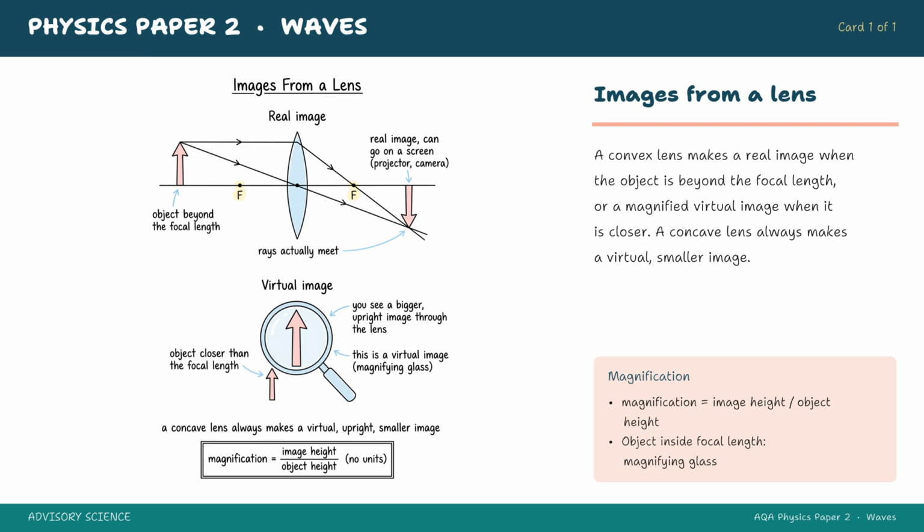Magnification has no units because it's just a number of times. In the exam, keep both heights in the same unit before you divide. And a magnification less than 1 means that the image is smaller.